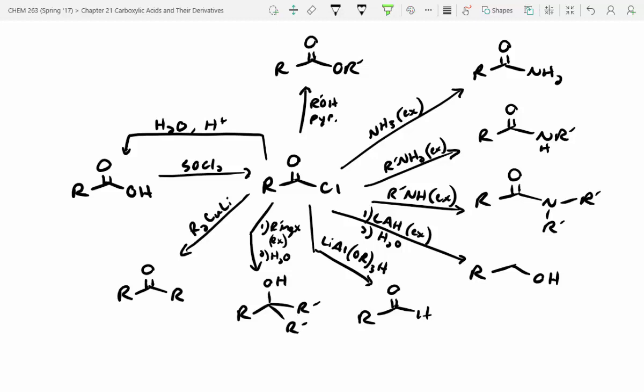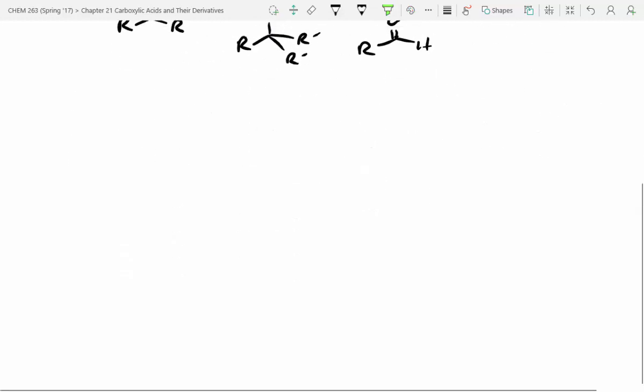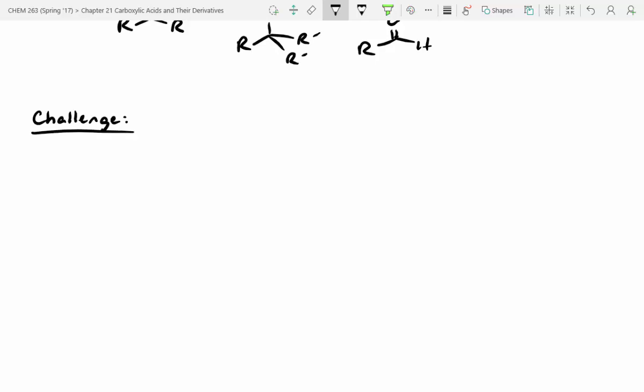Let's do ibuprofen. So ibuprofen, most of you have probably taken this at some point in your life. It's a common anti-inflammatory drug. Let's propose a synthesis from benzene and carbon building blocks that are 4 carbons or fewer.